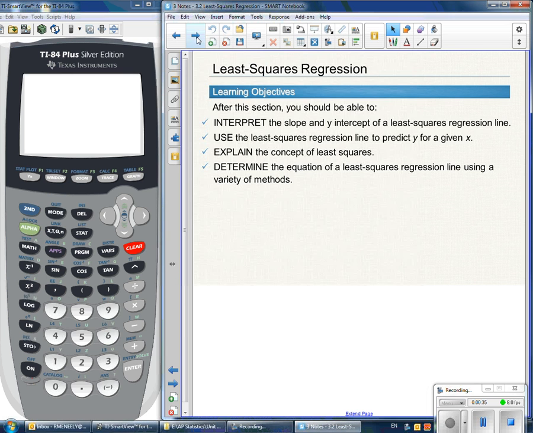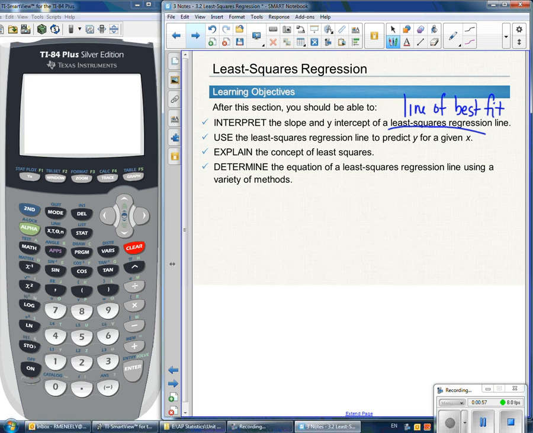So our objectives for today, we are going to be able to interpret the slope and the y-intercept of a least squares regression line. And again, a least squares regression line is just a line of best fit. And like I said, that's something you guys did in Algebra 1. Some of you did it in Algebra 2 as well. And you've interpreted slopes and y-intercepts before. That's not going to be anything new.